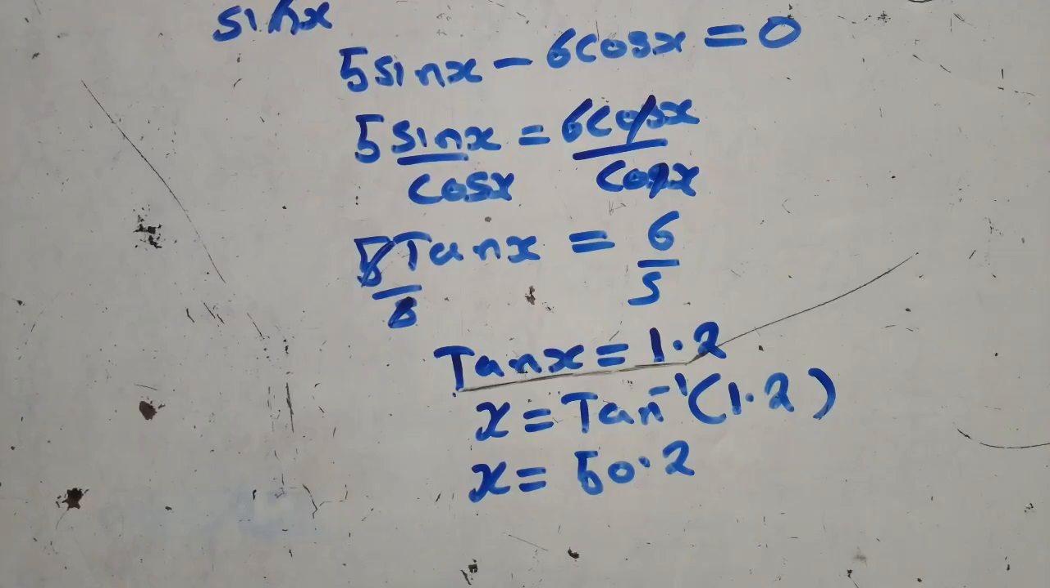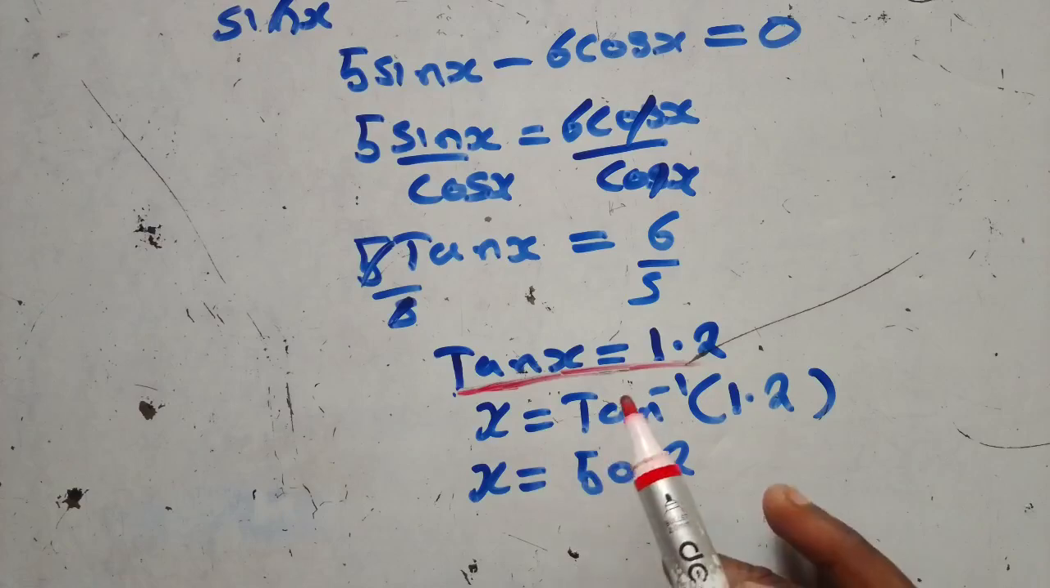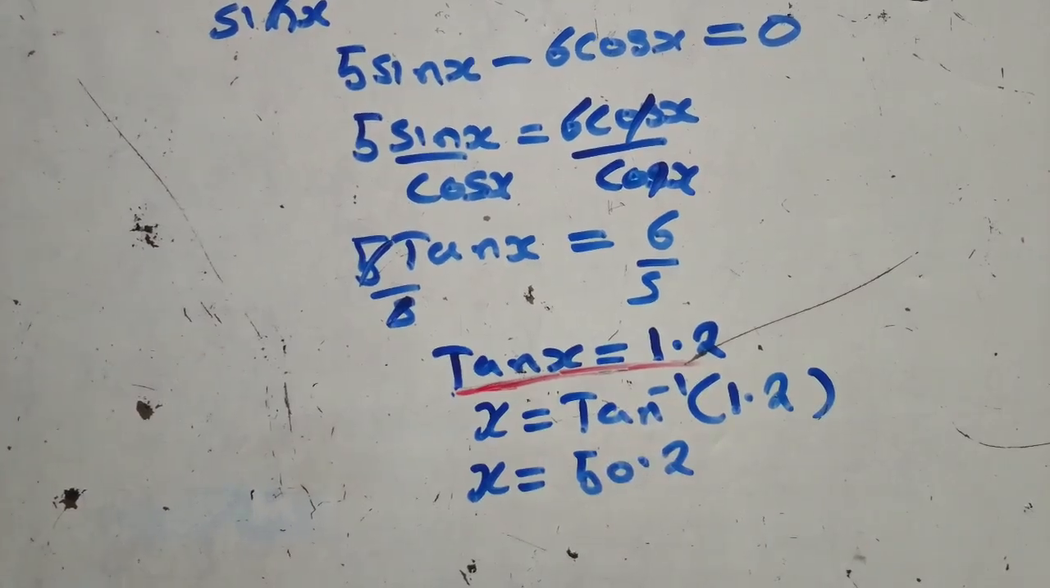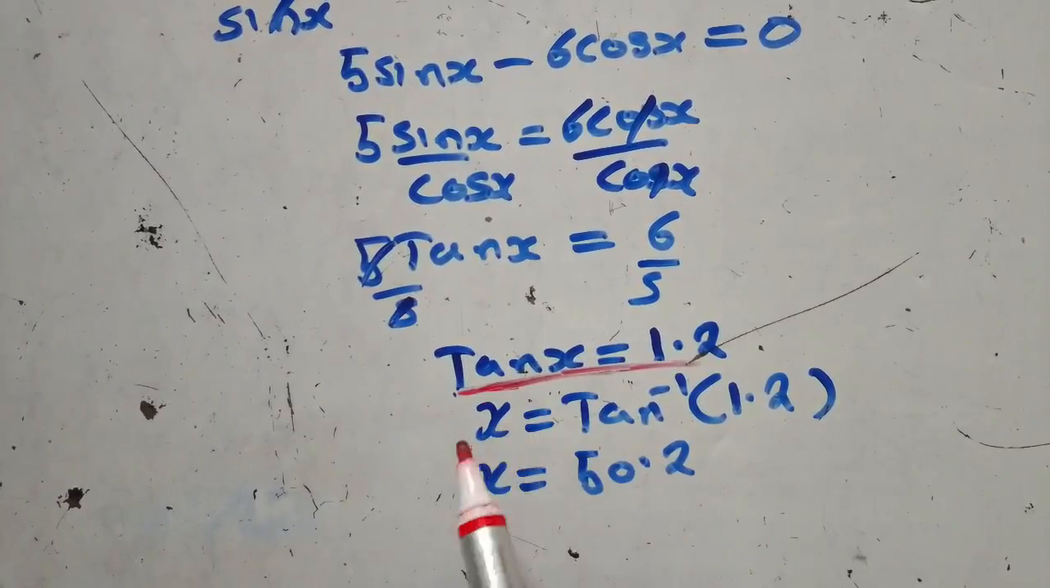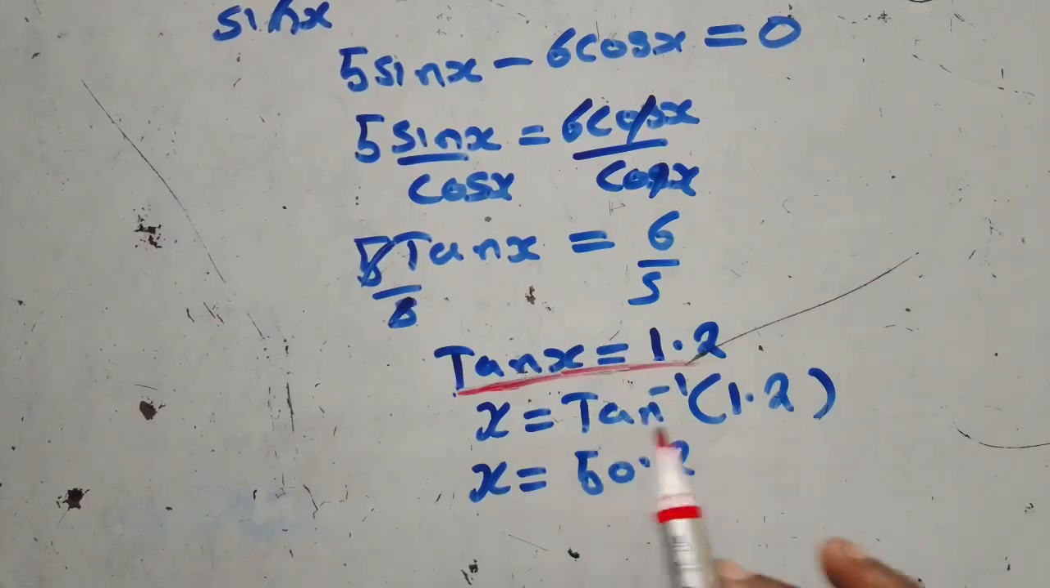But our solution or our procedure doesn't end here, because we said that we should pay much attention to this part. Since we have found the value of x to be 50.2, we can now come back to this part where it said tan x is equal to 1.2. This means that tan is positive, and you know that tan is positive in the third quadrant and the first quadrant.